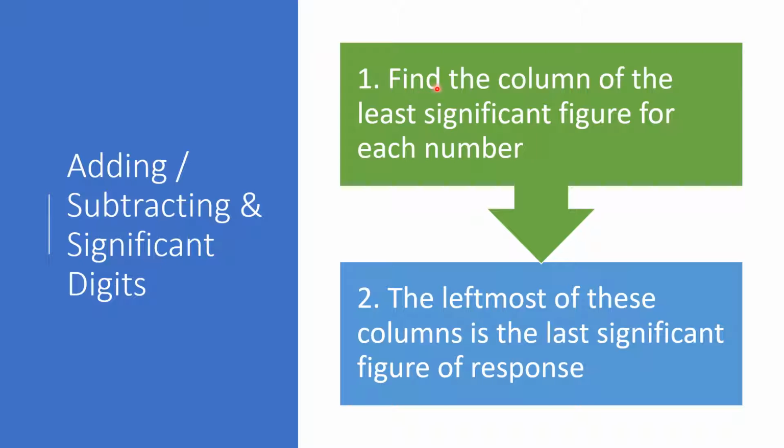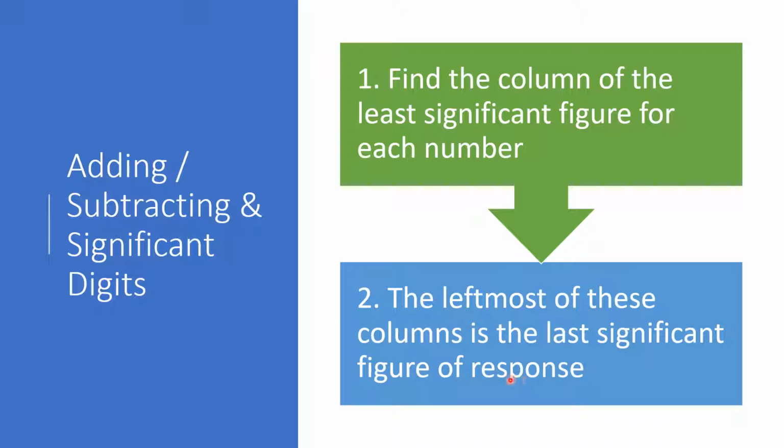You're going to do it in two steps. The first thing you're going to do is find the column of the least significant figure for each number. If you have numbers, you go to the far right of each number and identify what that column is. Maybe it's in the 100th column, the 10th column, or, say, the 1000th column. You identify the column of the least significant figure for each number, and then use the leftmost of those columns that we just identified. That's the last significant figure of the response.